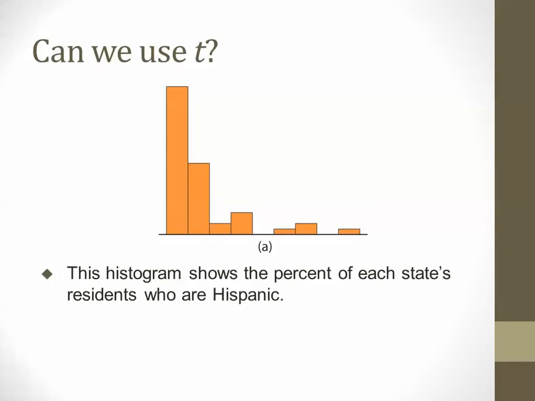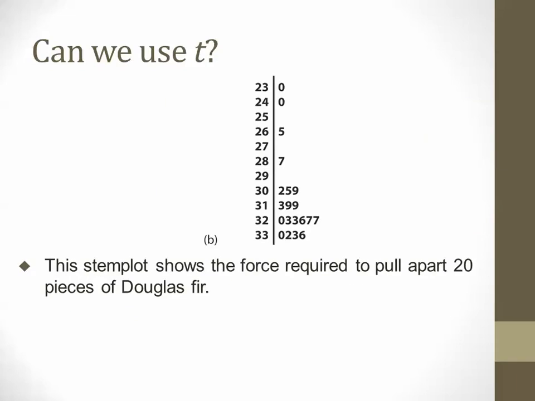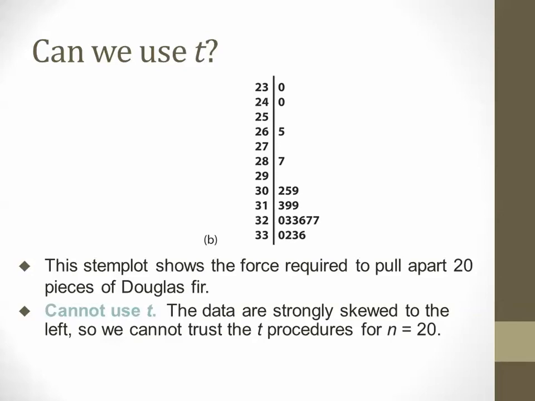So, can we use t procedures here? You want to pause it and think about it, that's fine. We cannot use t because we have a population here, not a simple random sample. Gotta think about that. Can we use t here? Well, here we can't because the data is strongly skewed to the left. So we can't trust those procedures for n equals 20. And if we're at 40, we could totally do it because we have a high enough sample size.